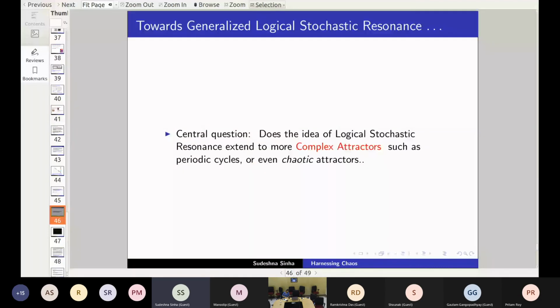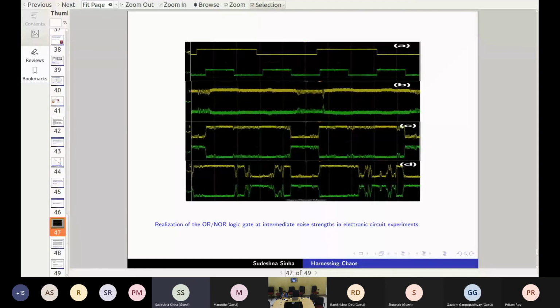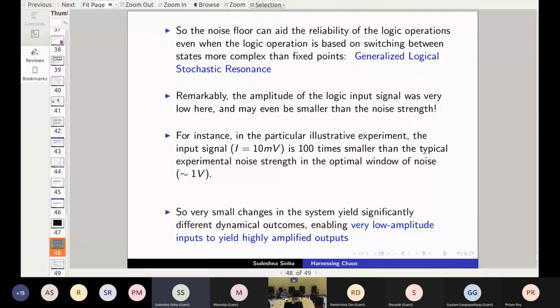So basically, now with this idea of tipping attractors, if you add noise, do we get a generalized logical stochastic resonance? So can we again have an optimal noise to get best logic responses? Okay, so whatever held for the stable attractor, can we do it for periodic cycles or chaotic attractors, more complex attractors? And the answer is yes. And here is an experiment which again shows that moderate noise is good, small noise is not effective, and large noise is not reliable. So summarizing this slide before I go to my last slide, the noise floor now can aid the reliability of the logic operations, even when the logic operation is based on switching between more complex states. So it's a generalized logical stochastic resonance.